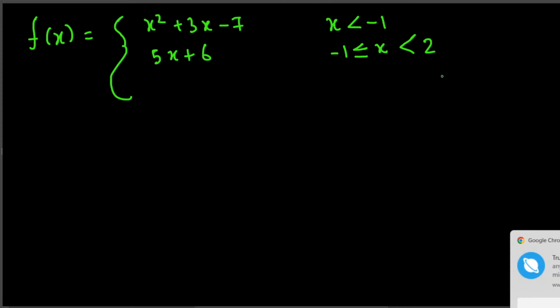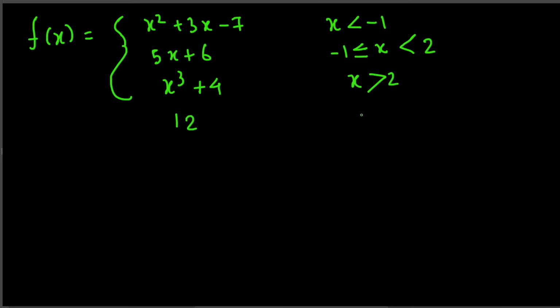Okay, yeah, this is the second function. Let's look at the third one: x cubed plus 4, for x greater than 2. And the last one is 12, which comes under when x is equal to 2. Okay, so these are the four functions they have given. Now what we have to do is find certain values.